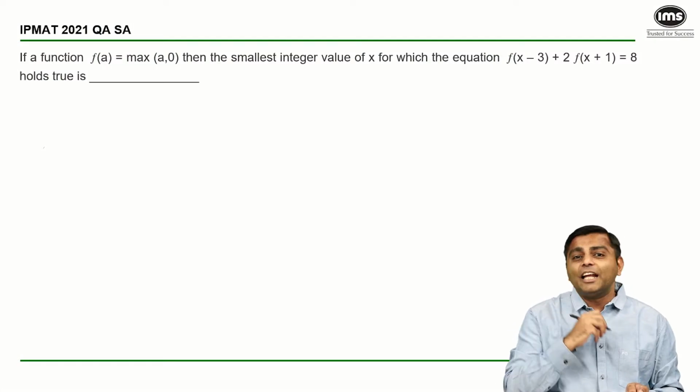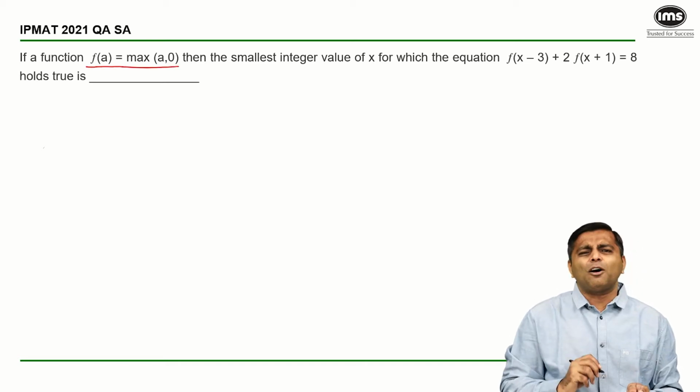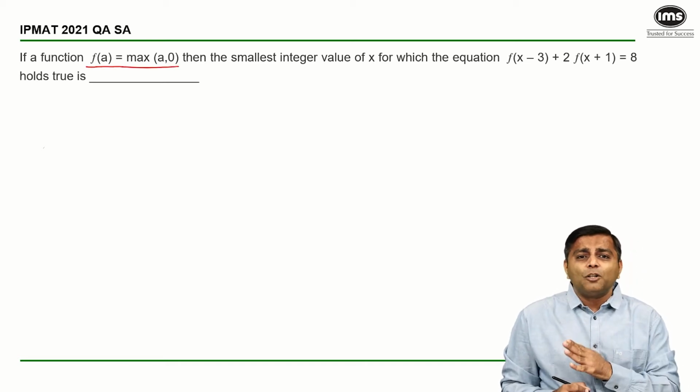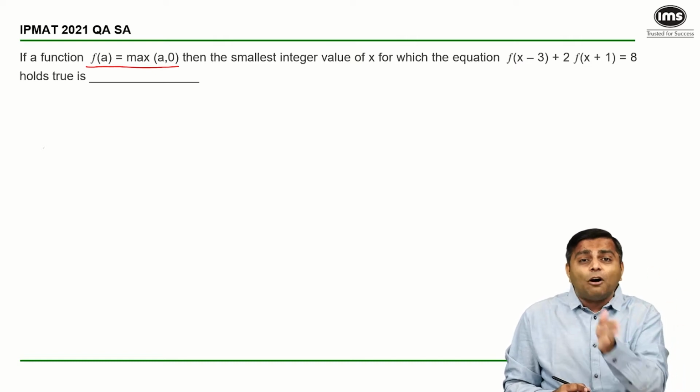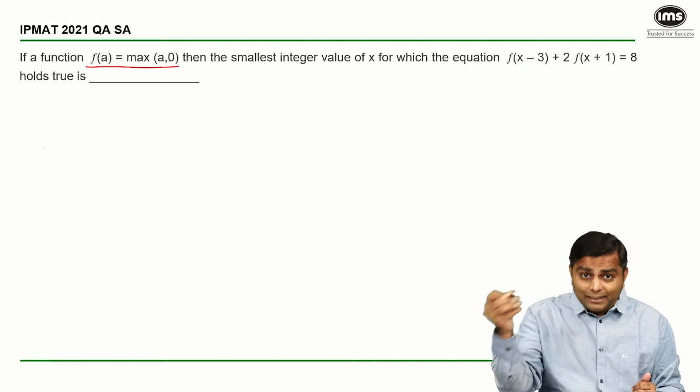Okay, so moving on to the solution. Now, the first thing that you have to be aware of in the question is f of a, function of a, is max of a comma 0. So, max of a comma 0 means maximum of a or 0, whichever is higher. Okay, so there is a 0 on the other end.